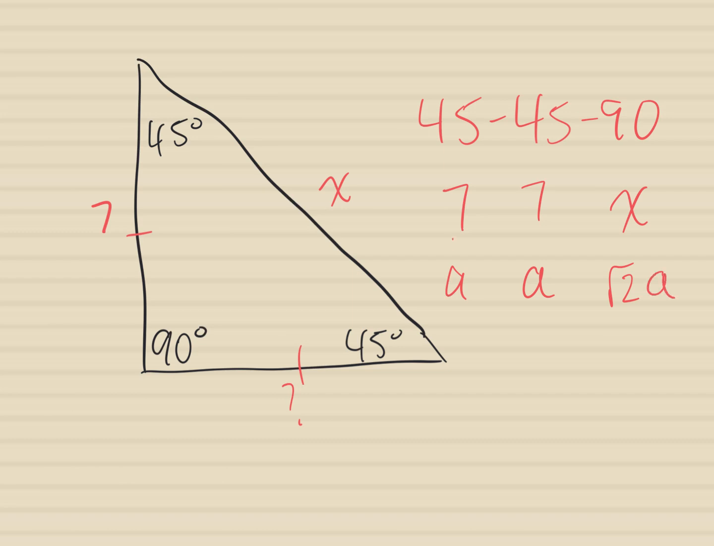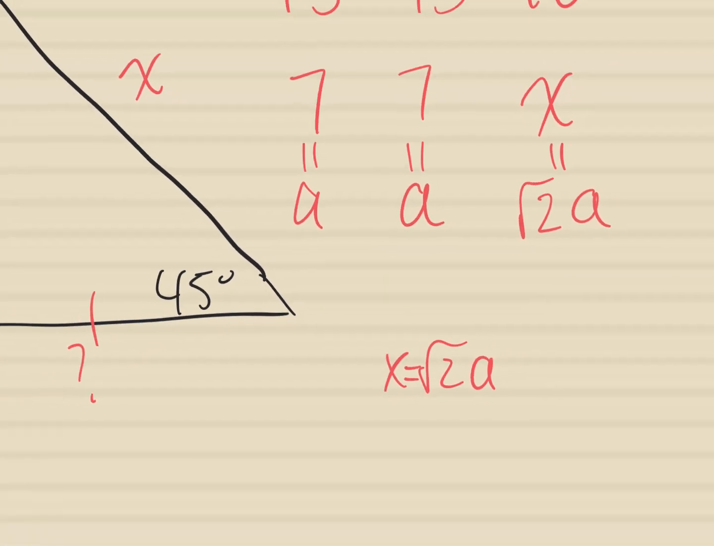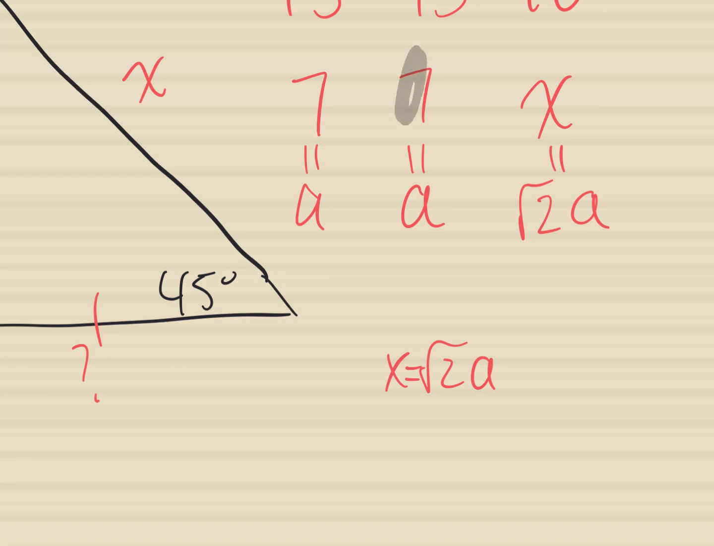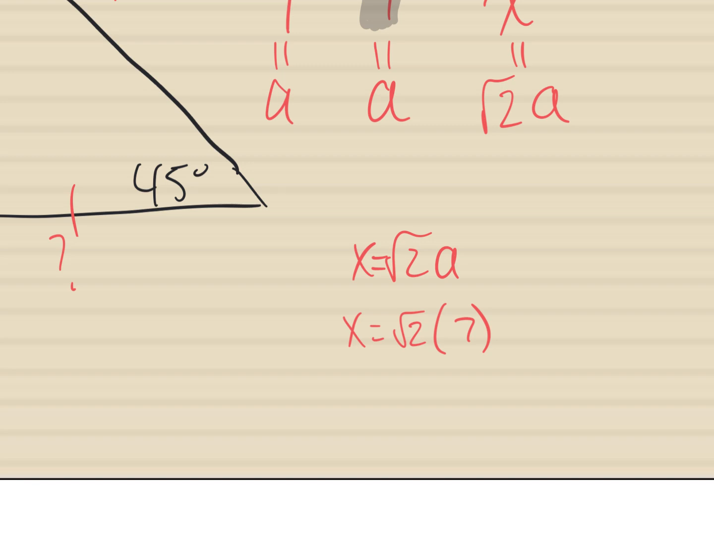Now, do you guys agree we can put an equal sign here, so 7 is actually equal to a. So in this equation, where x is equal to the square root of 2 times a, I'm going to replace a with what? 7. So we're going to say x is equal to the square root of 2 times 7. Multiply it out. Let's see what we get.